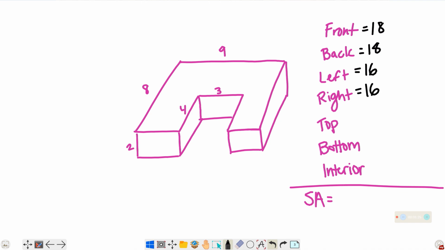The top is made up of an 8 by 9 rectangle with a 3 by 4 piece missing. 8 times 9 is 72, and 3 times 4 is 12. Since it is missing, we are subtracting. 72 minus 12 is 60. And the bottom has the same setup.